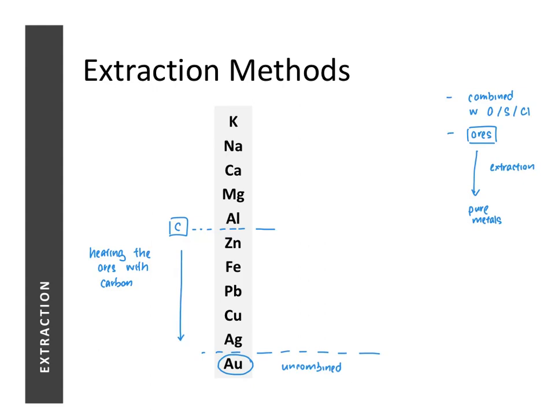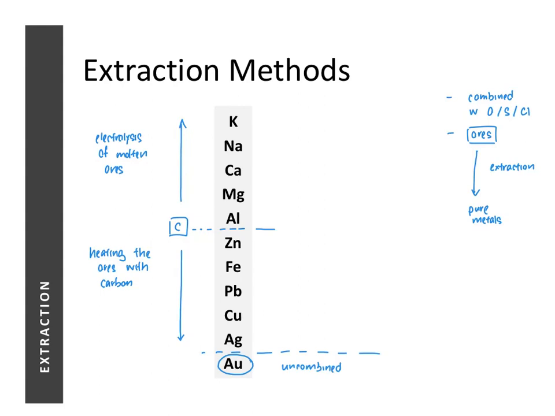How about metals above carbon then? When we heat the oxides with carbon, there's no reaction. So how do we extract these metals? The method is called electrolysis. We have not learned that yet, so we'll only learn that in the later part of the year. So electrolysis of the molten ores.